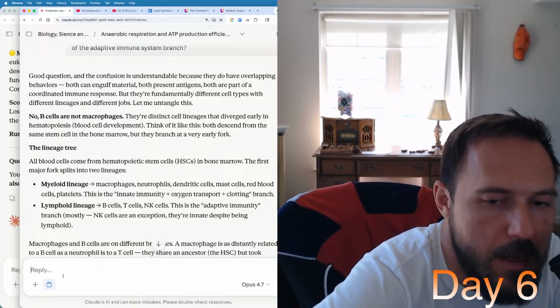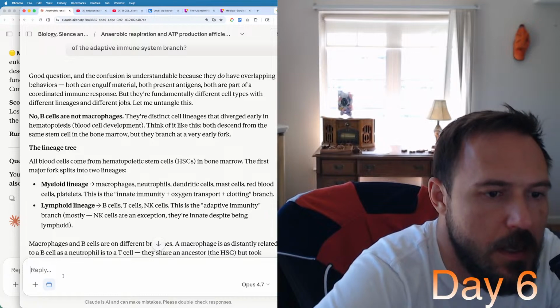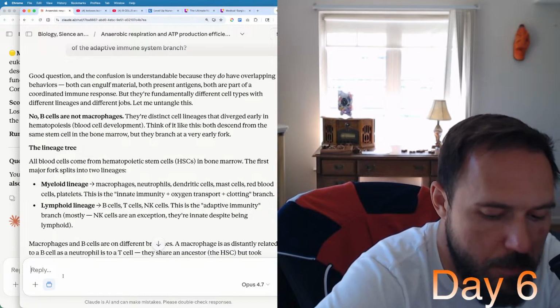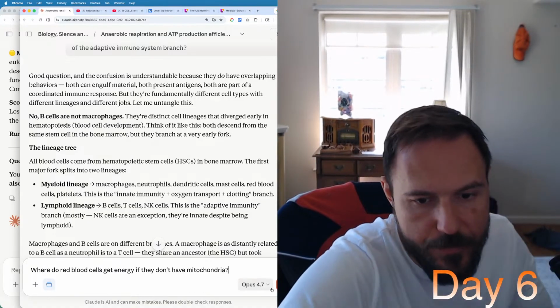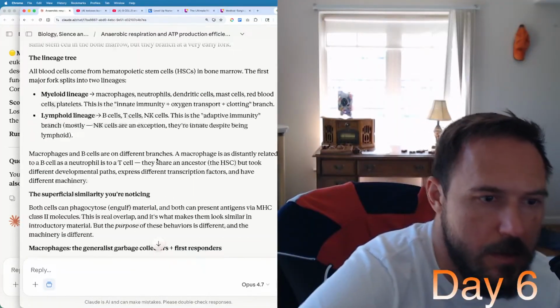Where do red blood cells get the energy if they don't have mitochondria? Wow, that's a very big answer.